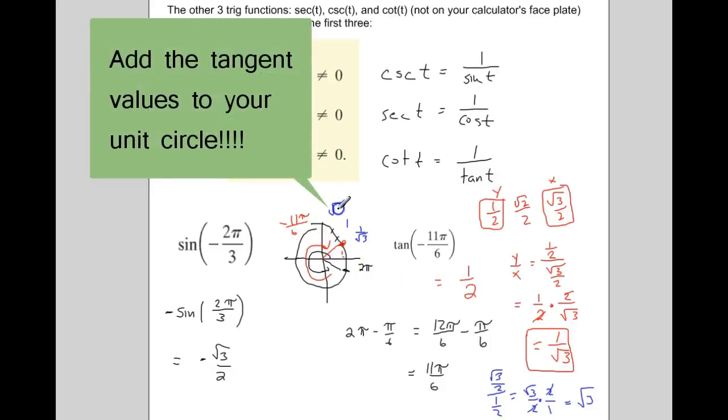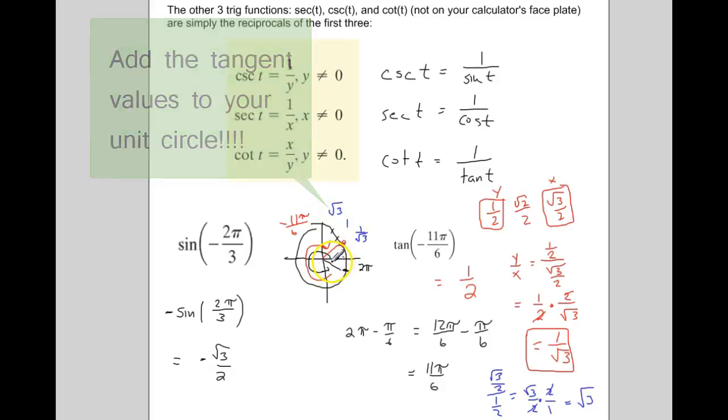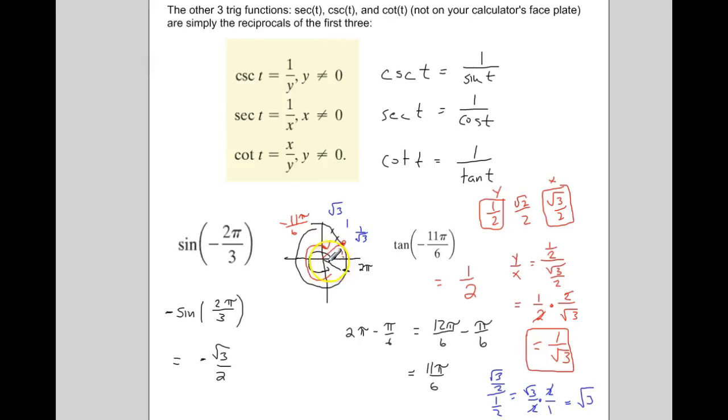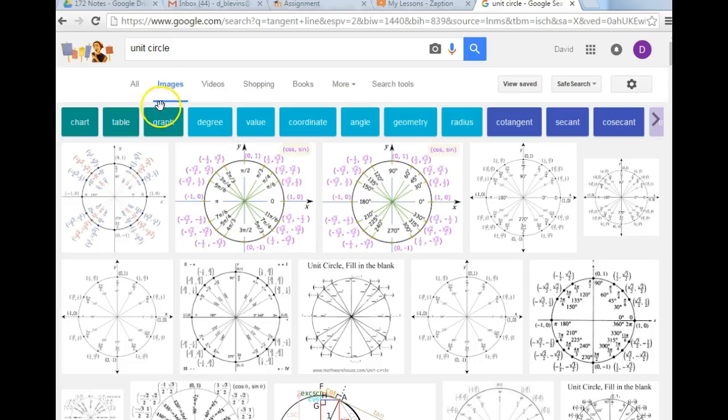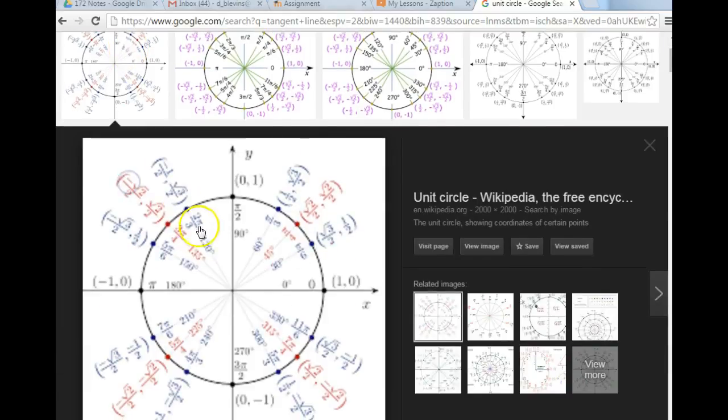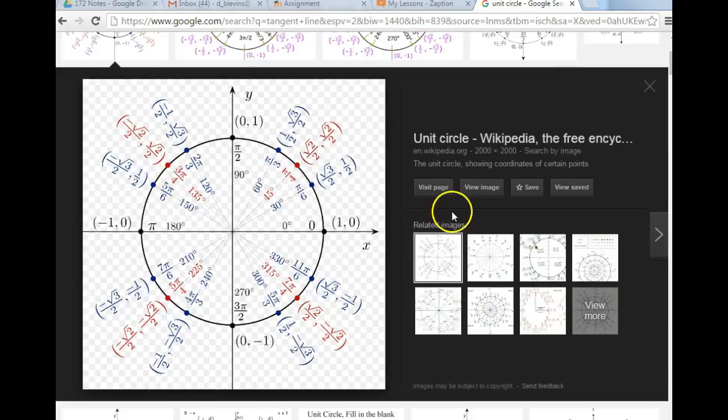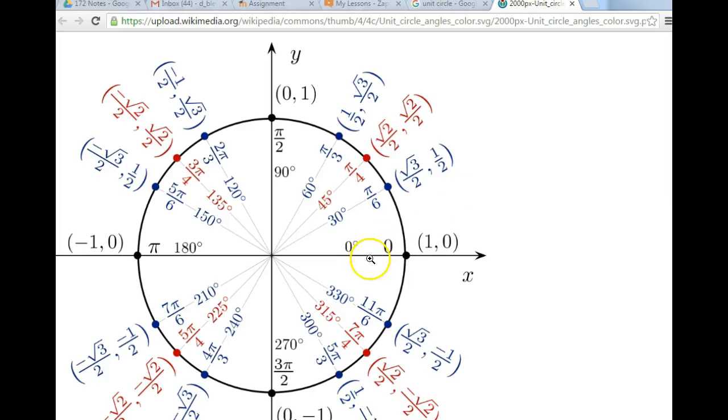So that's not a bad thing to have on your unit circle if you make a unit circle, as well as the values, not just of x and y, but the values of sine and cosine. So if you do a Google search for unit circle, you'll get things like this. And let me click on that. So you get things like this that have the degree measure, the radian measure, and then it has the x, y coordinate of those points.